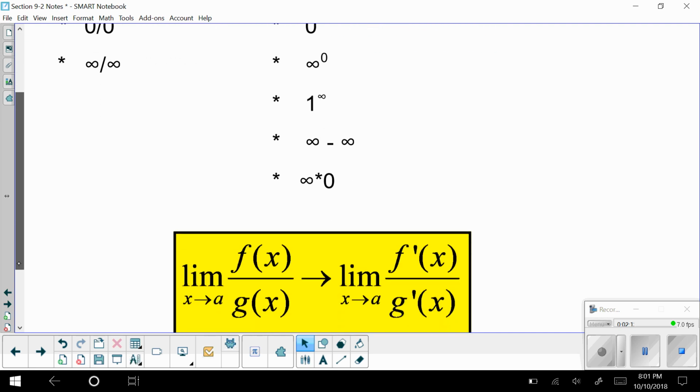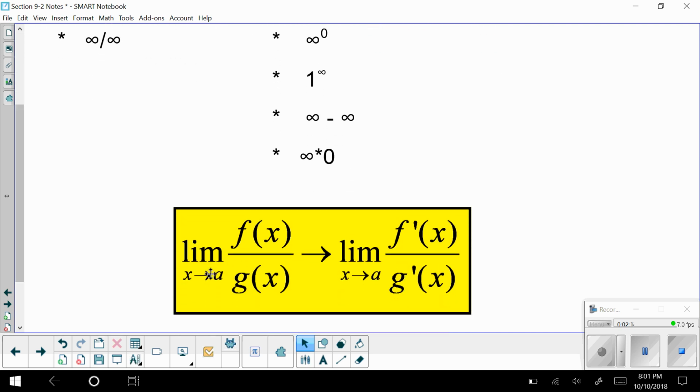But the basic idea is if I have a limit as x approaches a of some function over another function, and the result gives me an indeterminate form, such as f is approaching 0 and g is approaching 0, then L'Hopital's rule says we can go ahead and say this is equivalent to the limit as x approaches a of the derivative of the top over the derivative of the bottom.